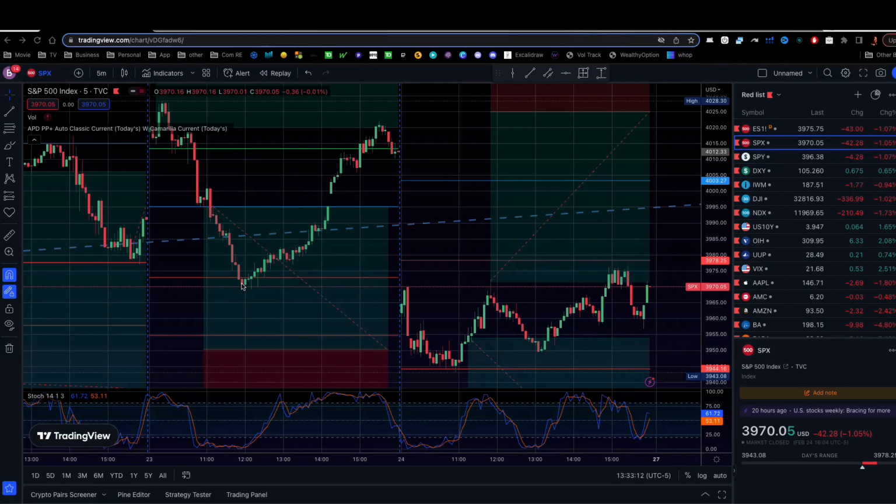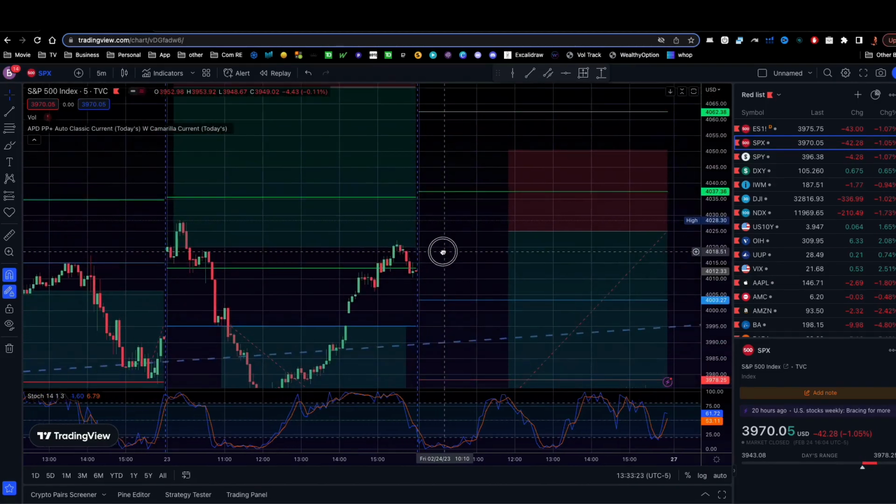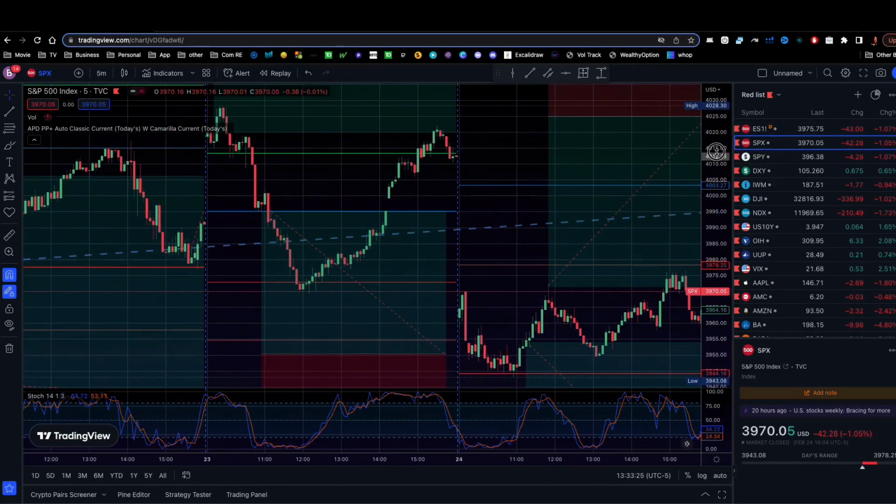This is another area where I'm trying to look for areas of reversal or areas where the market is going to stall out. These pivot points definitely help with that. They don't always work, but they do work a lot of the time.